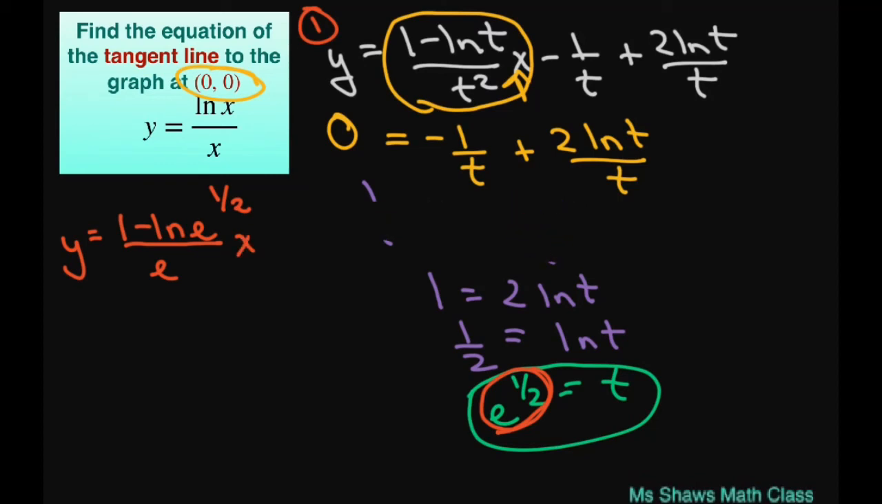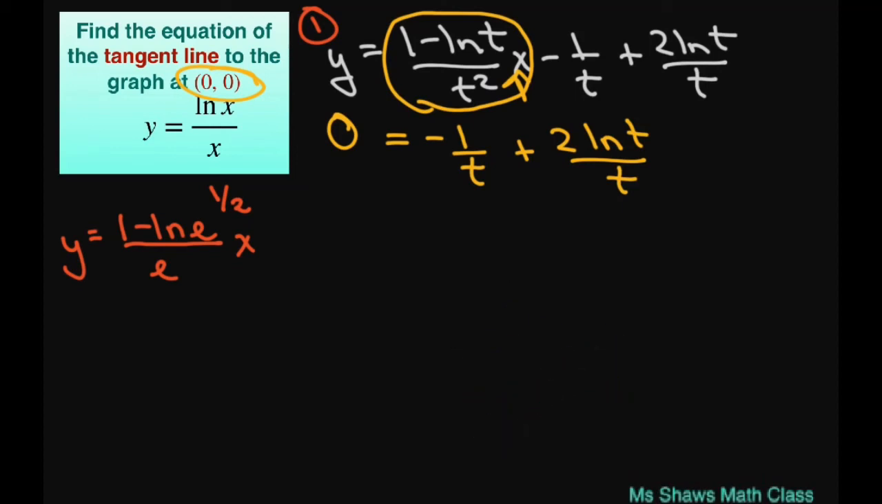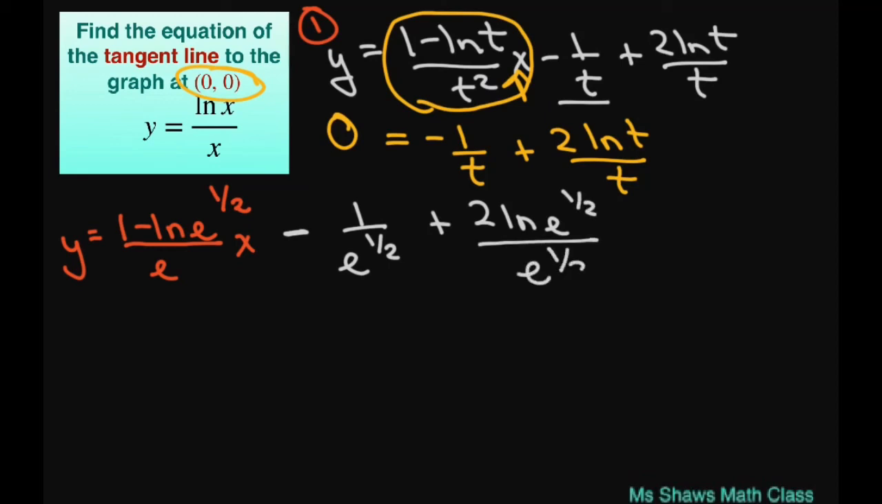I'm going to go ahead and erase some of this. You can always scroll back and get that. Then we're going to have minus, for this piece, 1 divided by e to the power of 1 half, plus 2 ln of e to the power of 1 half divided by e to the power of 1 half. All right, let's see what we can do with this. Now, using your power property for exponents, I can move this 1 half in front, and ln of e is 1.